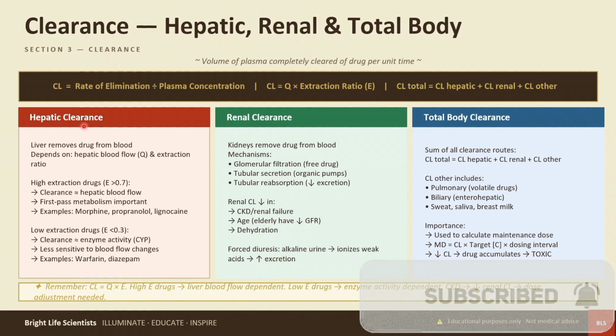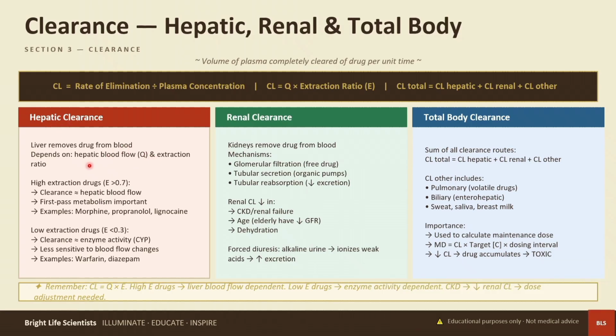Hepatic clearance: here the liver removes drug from blood. How effectively it does this depends on two things: hepatic blood flow, denoted as Q, and the extraction ratio, denoted as E. High extraction drugs, those with an extraction ratio above 0.7, are cleared so efficiently that their clearance approaches the hepatic blood flow itself. Anything that reduces liver blood flow, like heart failure or cirrhosis, will dramatically reduce clearance of these drugs. Examples include morphine, propranolol, lignocaine, and others.